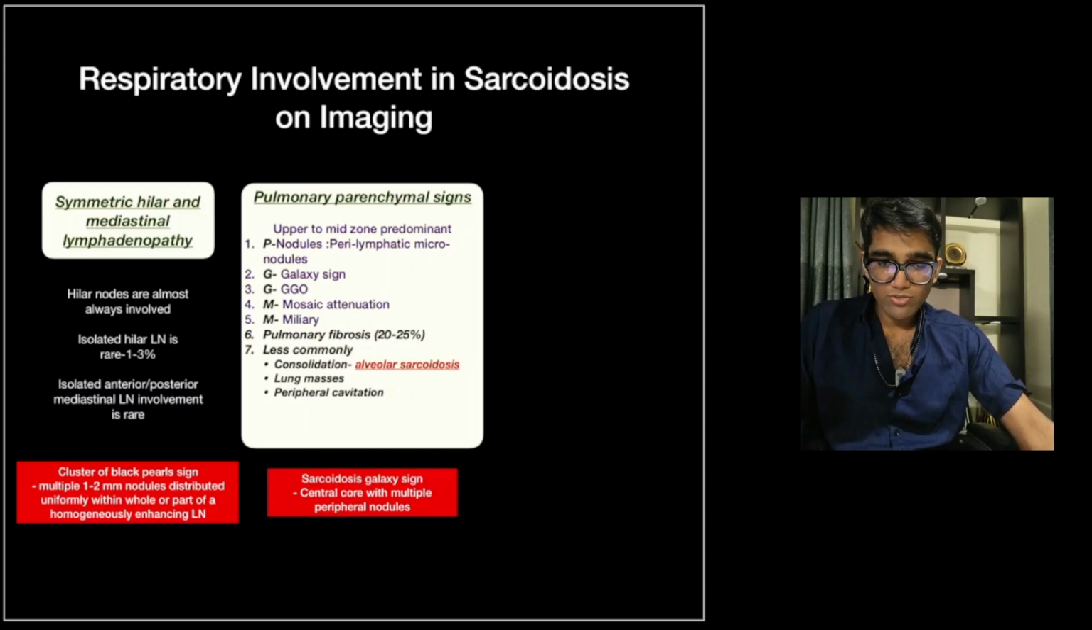So when you see a consolidation, sarcoidosis is much lower down in the list, both clinically and radiologically, just because it is unusual for sarcoidosis to cause consolidation. When it does, it is called alveolar sarcoidosis.